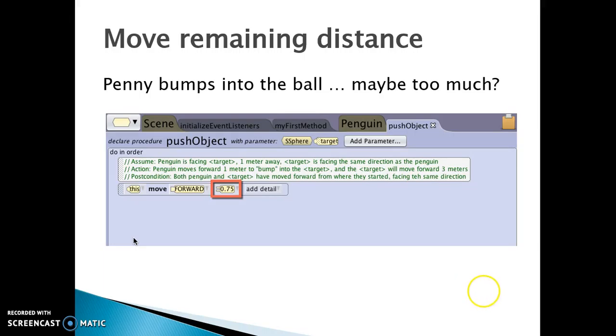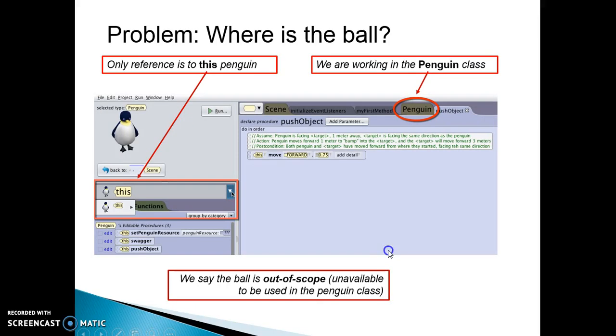We are going to talk about adding parameters. We're not going to worry about this. Okay. We're going to add parameters, and again, really important, our procedure, push object, is in the penguin class. We are working in the penguin class. And so, all we really have in that class is this.